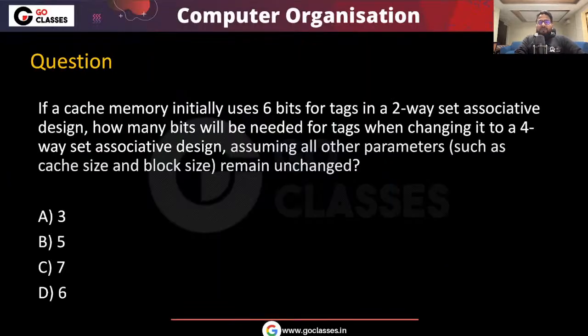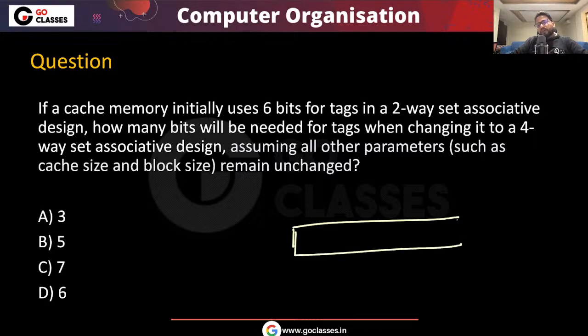Now let's solve this question. What they're saying is the cache memory initially uses 6 bits for the tag in a two-way set associative design. How many bits will be needed for the tags when changing it to 4-way? So initially it needed 6 bits for the two-way set associative.